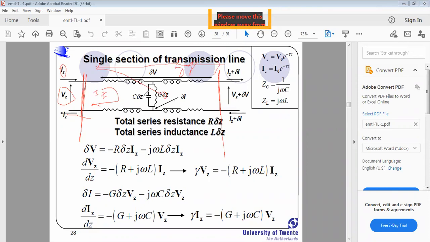See here, this is the current Iz. The same Iz is passing through that resistance and inductance, and because of the shunting capacitance and conductance, some of the current is passing through this line and this part. The remaining current is, see here: here the current is Iz, here the current is delta I, here the current is Iz, here the current is delta I.